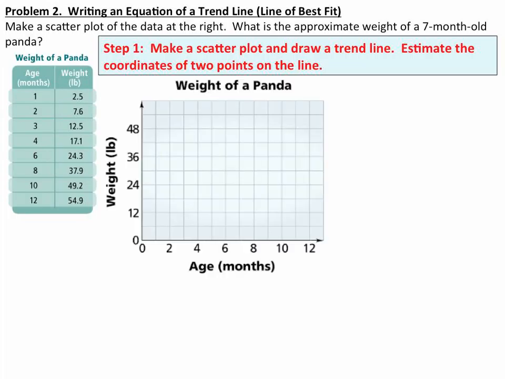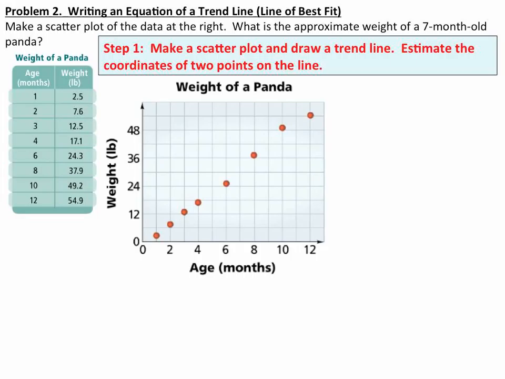All right, so here's my graph for my panda. I plotted the points. Again, take a second, go through, and plot all those points from the table. All right, okay, there's all my points.